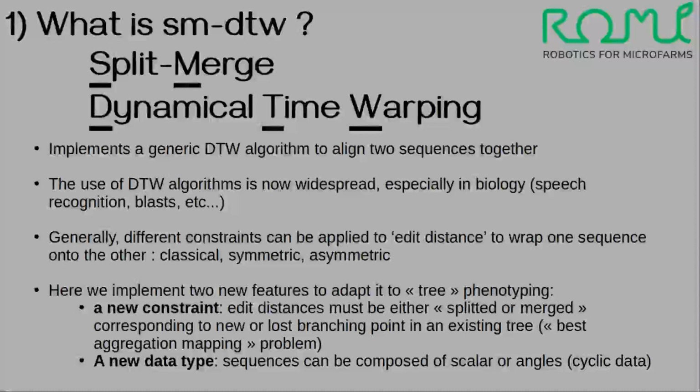And a new data type. In tree phenotyping, we have distances, but also sometimes we have angles. So now sequences can be composed of scalars and angles, which are cyclic data.